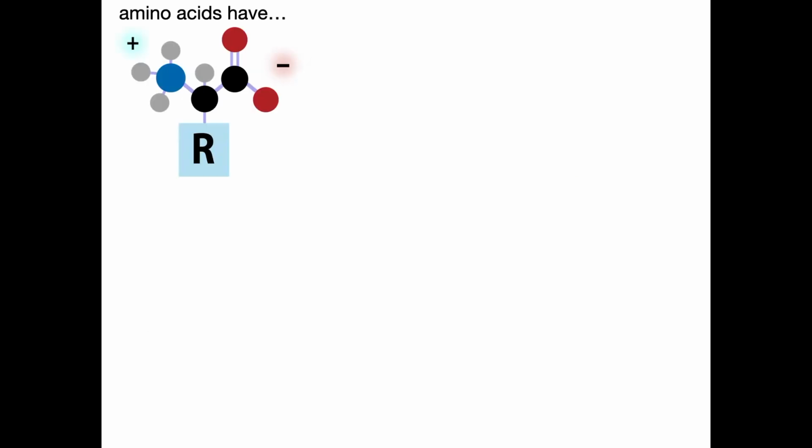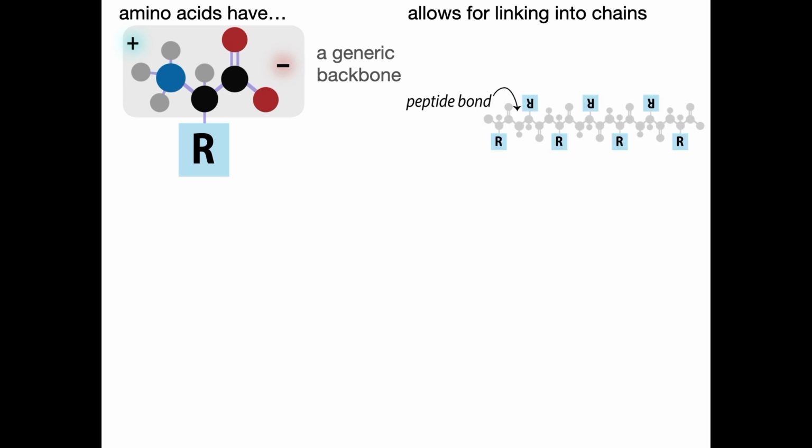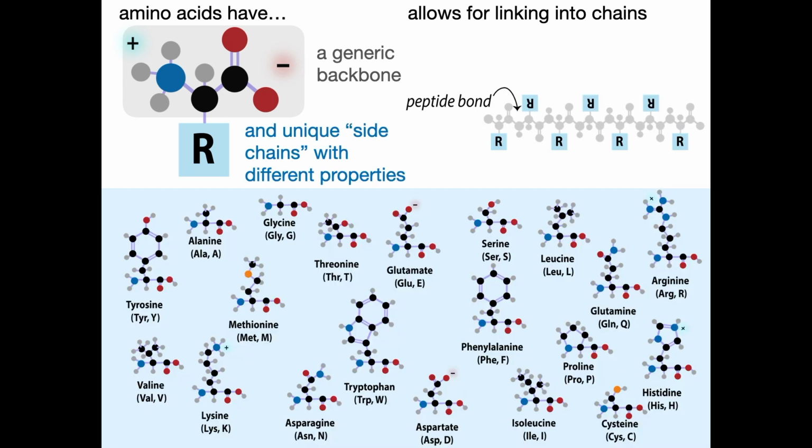So we had those four DNA letters, four RNA letters, and we have 20 common amino acids. Similarly to our nucleotides, they have a generic part and a unique part. The generic backbone allows them to link into chains, and the unique part, the side chain or R group, has different properties. And so the properties cause the proteins to fold differently.